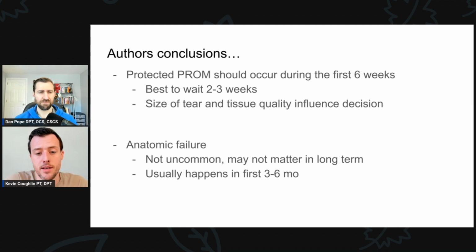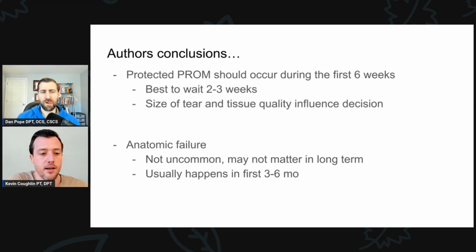And then they just talk about that anatomic failure, although it's not uncommon. And this is something that I think we talked about on a previous podcast, but for function, if it does seem you do have a re-tear, it may not matter in the long term, but I'm sure that totally depends on the size of the re-tear, right? If it's a very tiny bit, maybe it doesn't matter. But if it's a big re-tear, that's probably going to affect your pain and function. But we do want to try to minimize that as much as possible. And then it usually happens in the first 3 to 6 months.